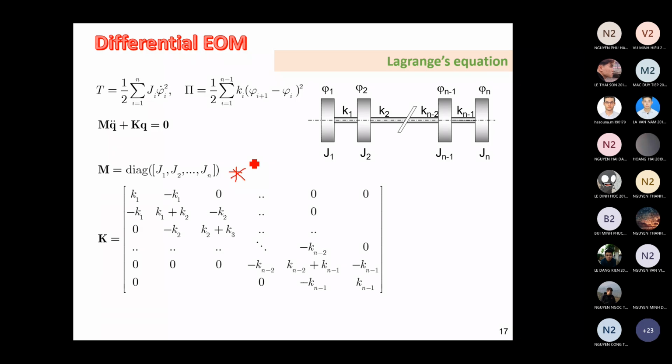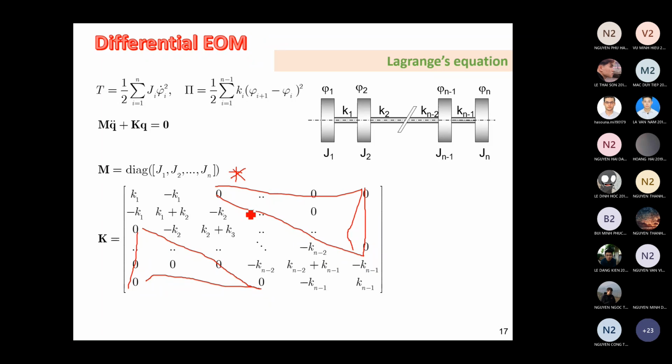But for the matrix K, it is much different. For the matrix K, maybe they have something like the triangles up and triangle down, for this kind of matrix.